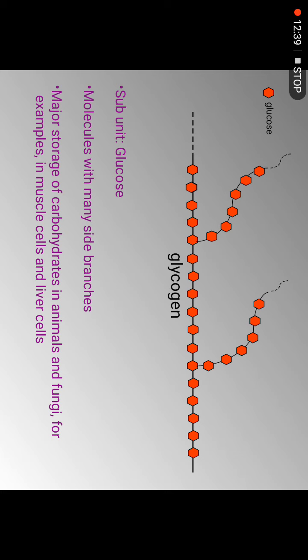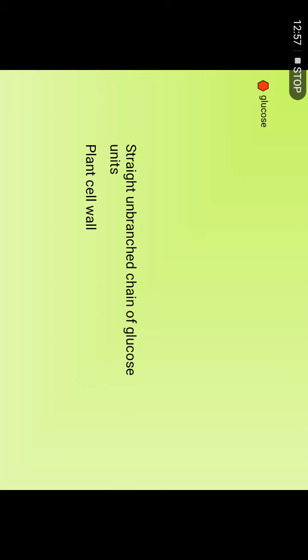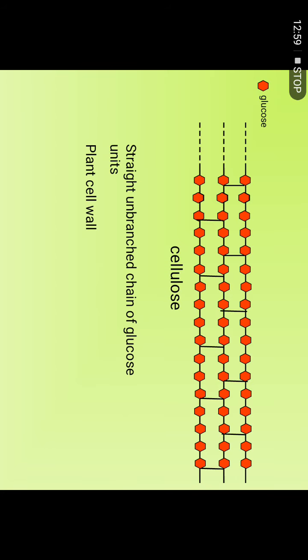They have more branches. The chain of glucose has more branches, because the energy stored in animals is more complex. So they have more branches. The next one you will see is in the plant also.